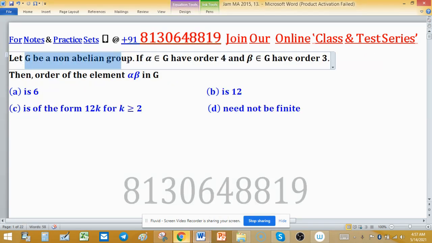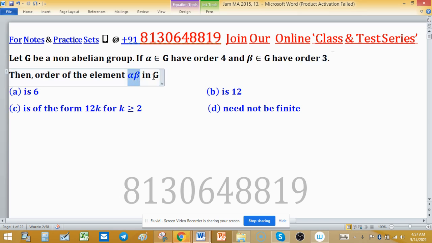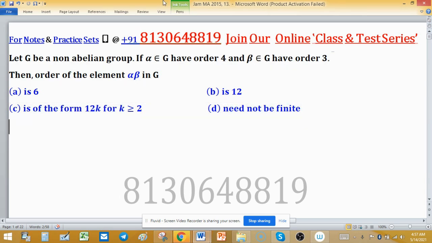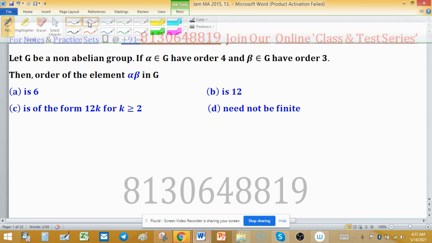Let G be a non-abelian group. If alpha belongs to G, a member of G, having the order 4, and beta is another element of G having the order 3, then the order of the product of these two elements, alpha beta in G, is 6, is 12, is of the form 12k where k is greater than or equal to 2, and the last option is need not be finite.